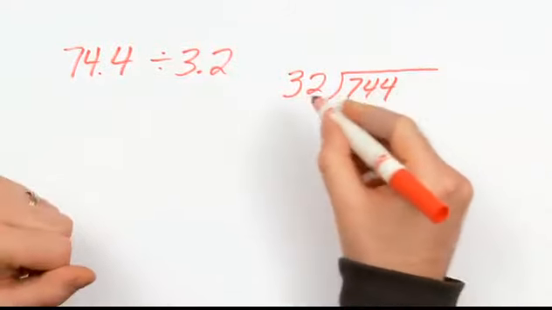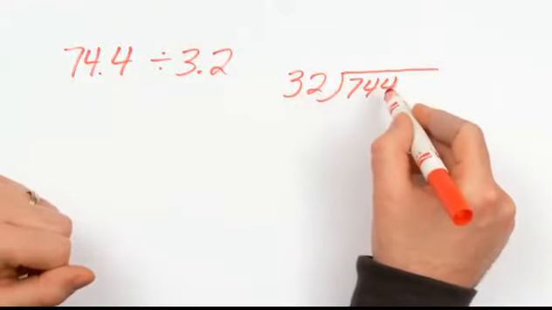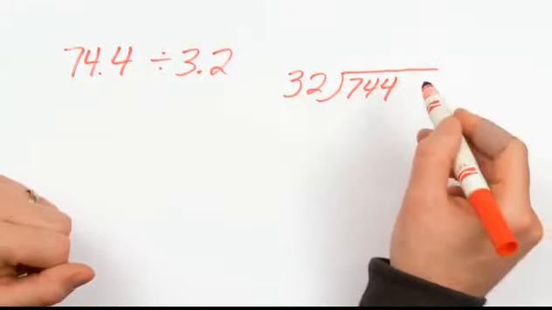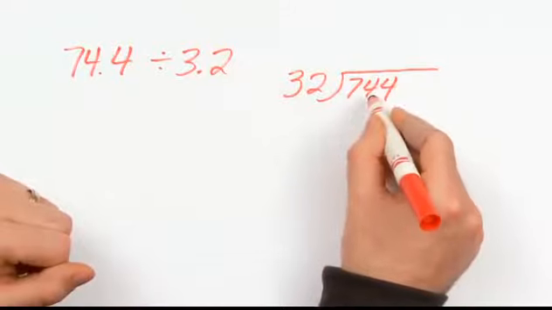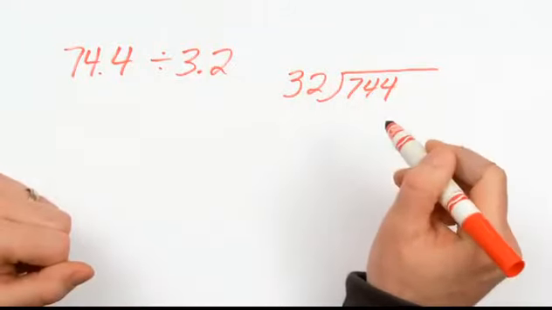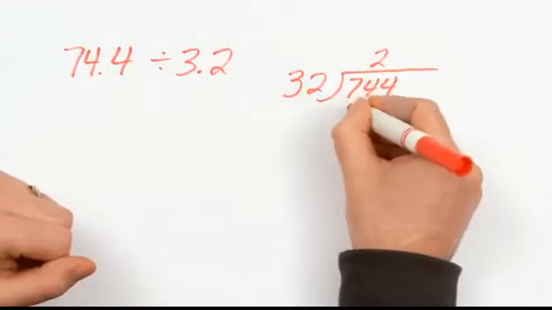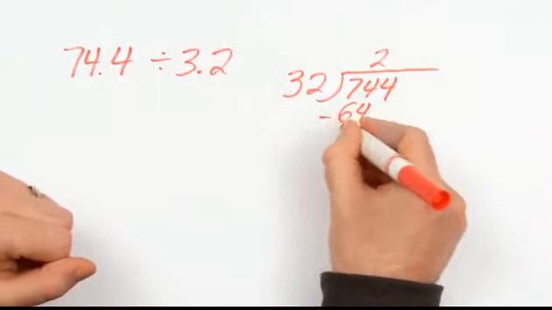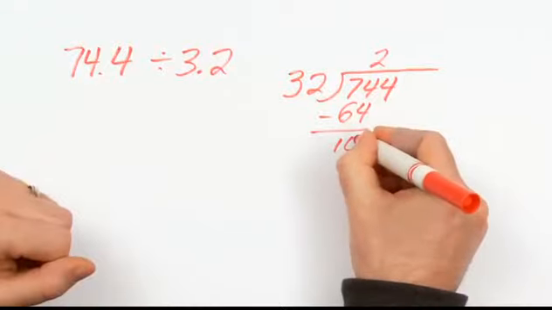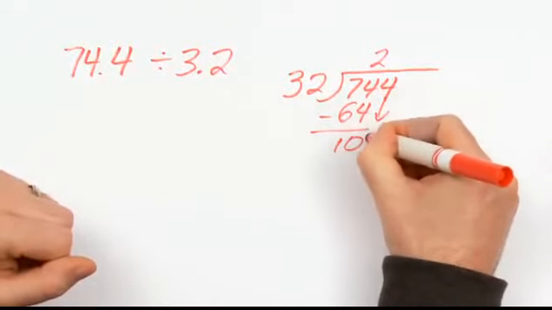So the question's asking us, how many 32s are there in 744? Well, we're going to think about it just in terms of the first 74. How many 32s are there in 74? Well, there's 2 of those. 32, 64, I can put that there, and I'm left with 10. And I can bring down my 4 now.